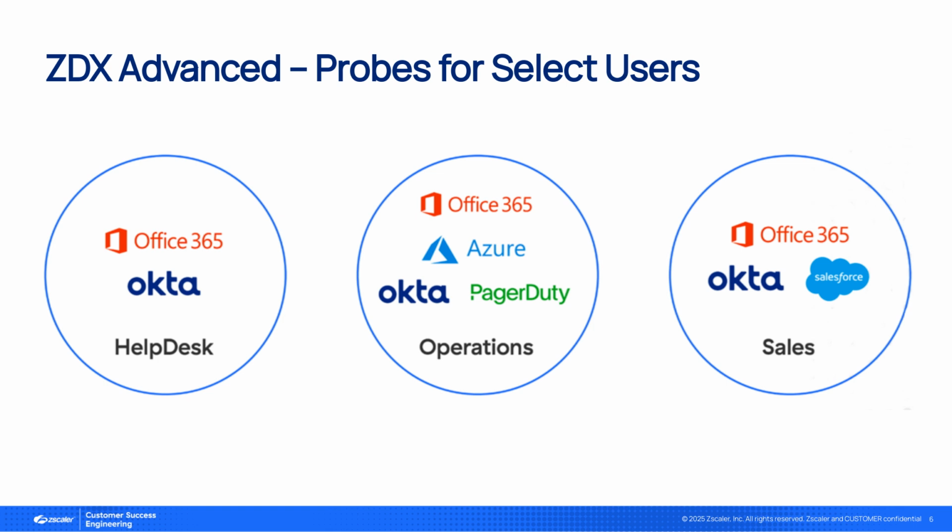For applications accessed via ZPA, in cases where your ZPA access policy blocks access to certain applications, this will also prevent the probe from falsely reporting an issue. In the example here, we can see that the applications used by each of our user groups are different. Neither the help desk or operations groups need access to Salesforce, and only operations needs access to Azure and PagerDuty. In this case, probes for Okta and Microsoft 365 should be assigned to all users, but the other probes should be limited to their respective user groups.